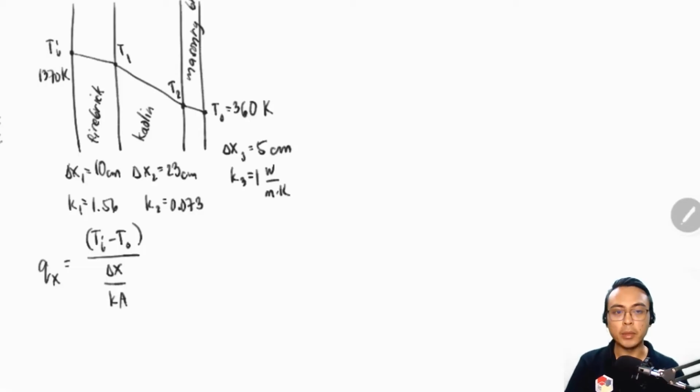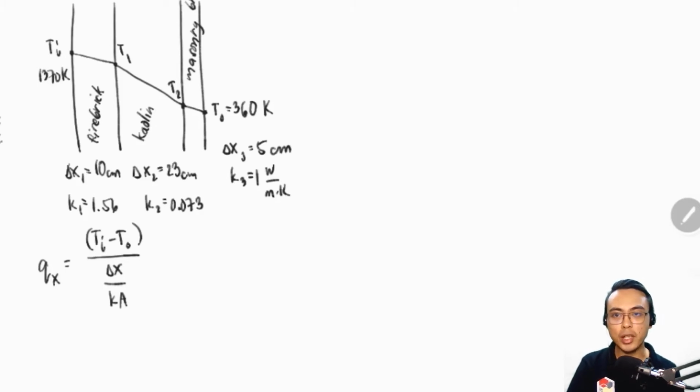This is the illustration of our problem. So this is a wall of a furnace and it's a 3-layer wall. At the innermost, we have fire brick with a given thickness of 10 centimeters and thermal conductivity as shown. We have the middle layer kaolin with a given thickness of 23 centimeters, and the outermost layer is masonry brick, 5 centimeters thick with a given thermal conductivity.